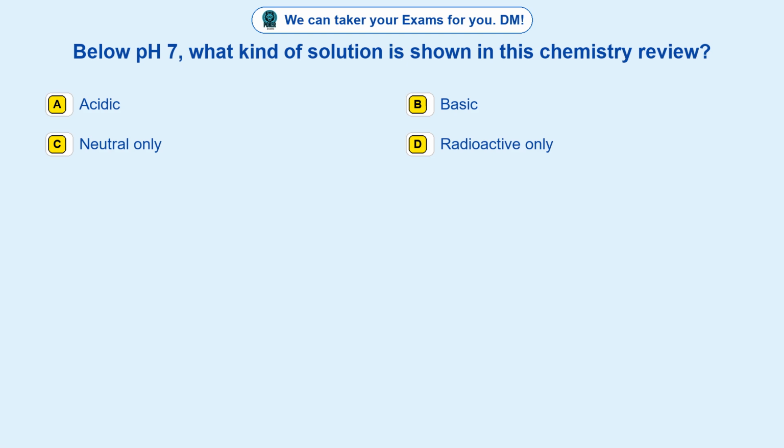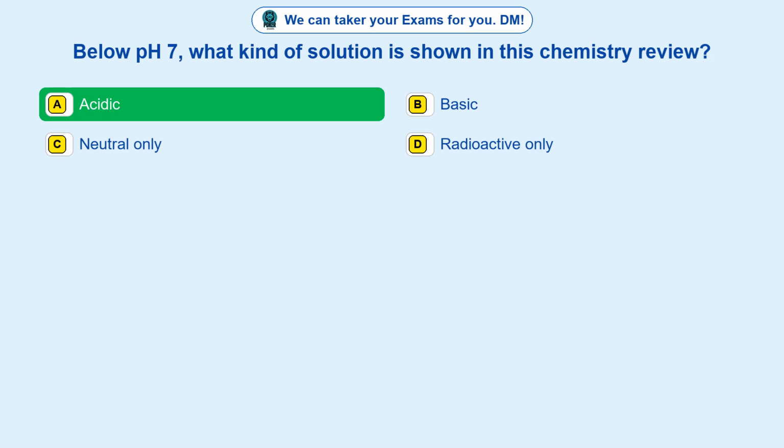Question 35. Below pH 7, what kind of solution is shown in this chemistry review? Option A, acidic. Option B, basic. Option C, neutral only. Option D, radioactive only. The correct answer is option A.